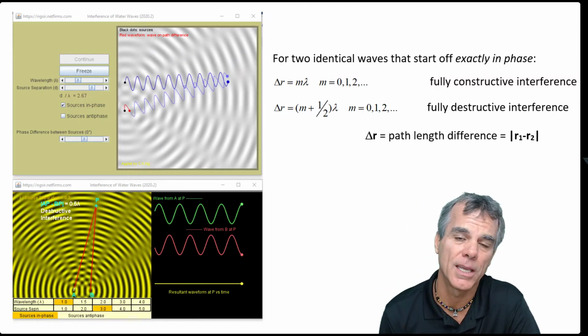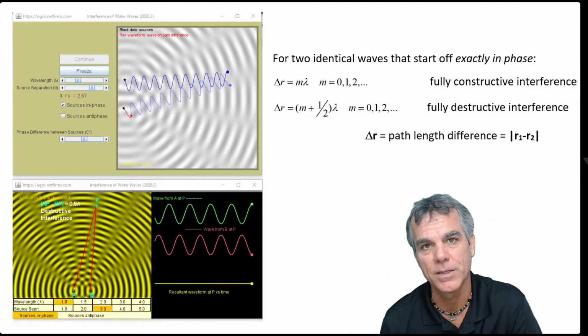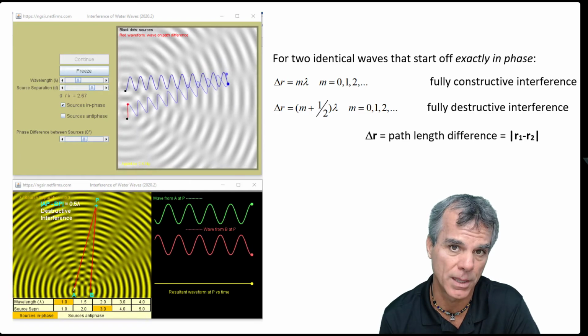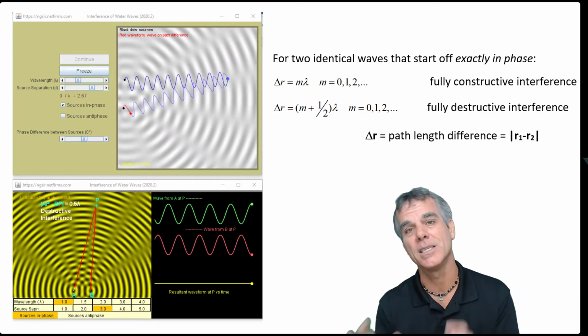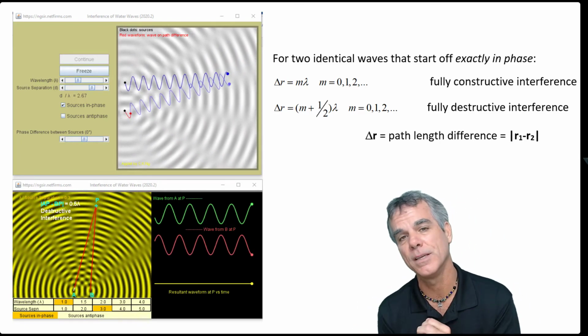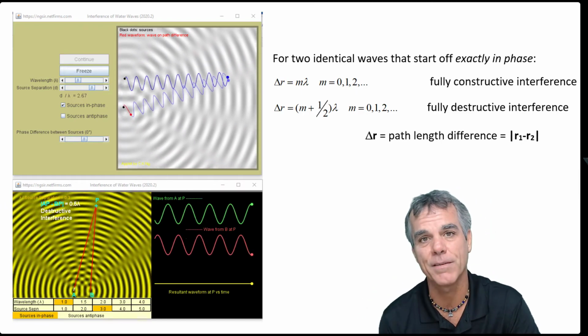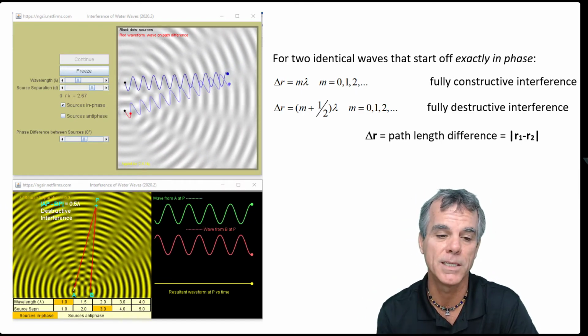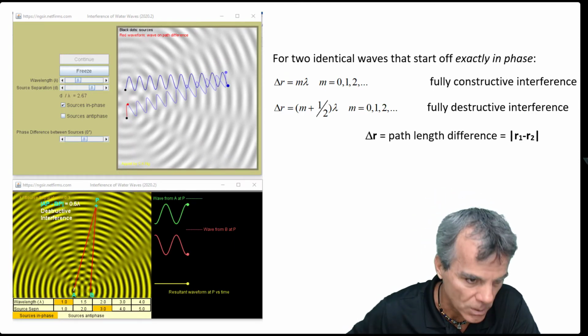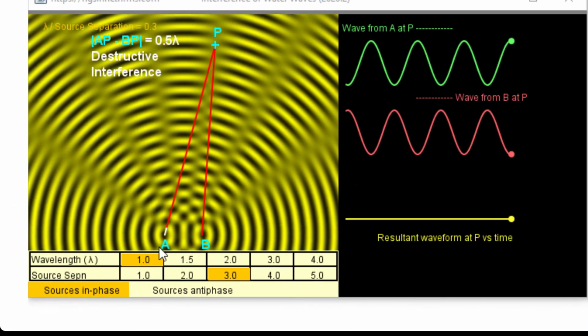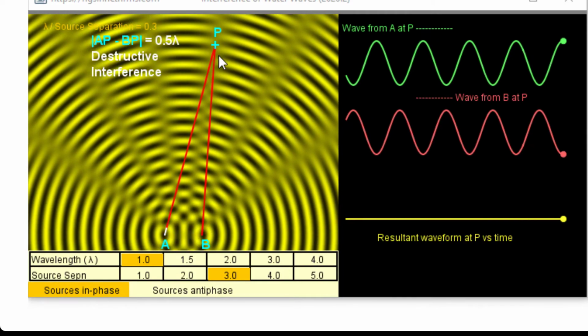If, on the other hand, the path length difference, let's say, is half a wavelength, then even though the waves start off in phase, they arrive at a point P exactly out of phase and produce fully destructive interference. So in this bottom simulation, I've got waves from source A traveling exactly half a wavelength farther than waves from source B.